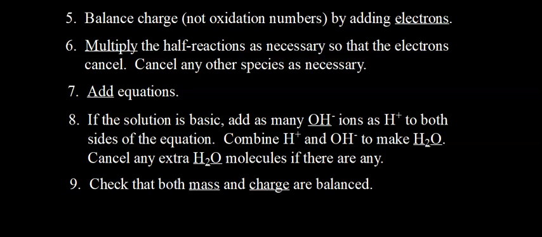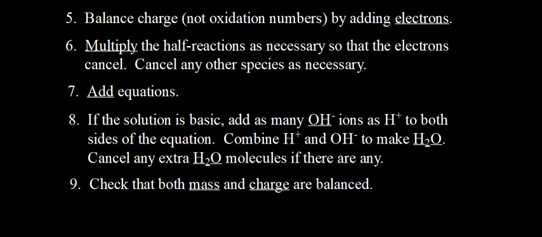Next step is you're going to multiply one or both half reactions as necessary so that the electrons cancel. It makes no sense to have any electrons in your overall equation. It makes no sense for there to be more electrons gained by one substance than lost by another. So those electrons have to be the same. They have to cancel. Sometimes you need to multiply one or both half reactions by some number to get those electrons to have the same number. Next, we'll combine the equations, add the equations. In doing so, those electrons cancel.